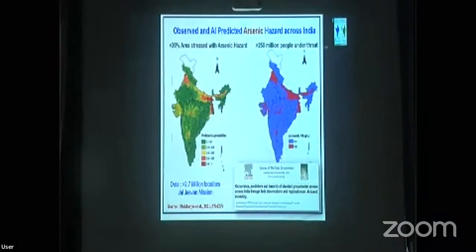In groundwater across the country. On the right-hand side, the map that you get to see is an arsenic hazard map based on the cutoff of 10 parts per billion, and on that we calculated that almost 250 million or more people are under threat. It doesn't mean that everybody is sick.